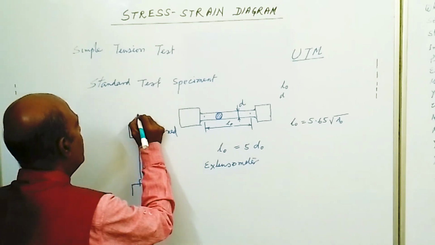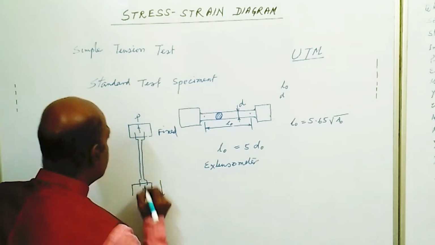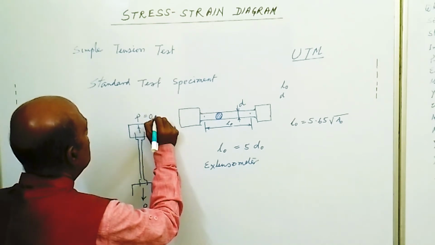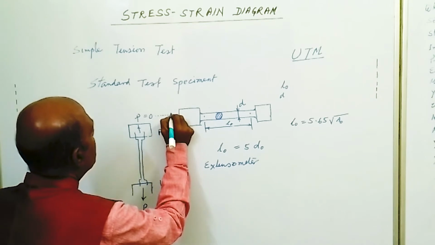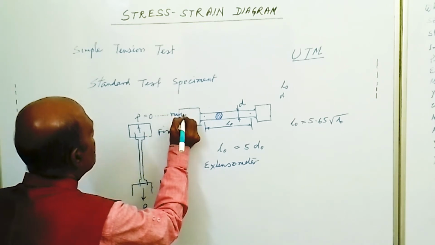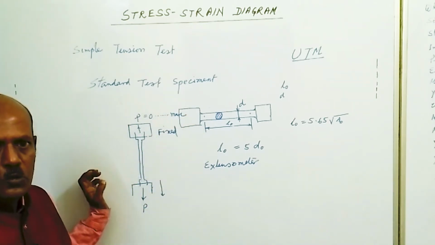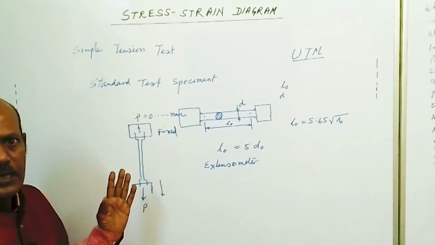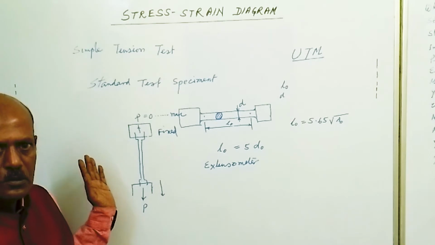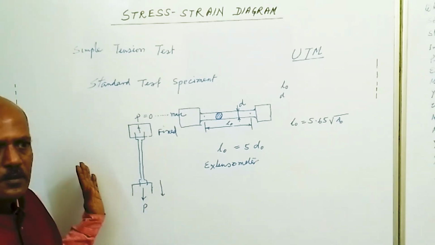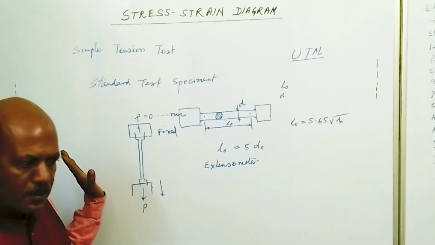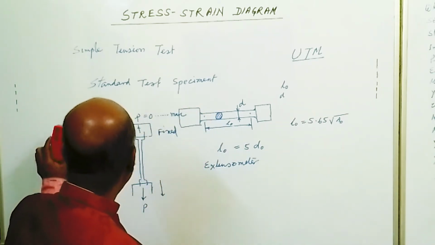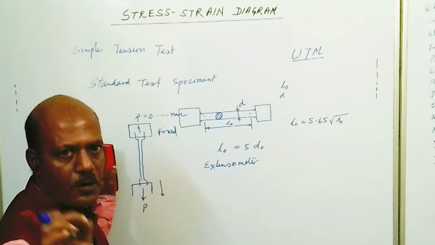Say P is the load applied. Initially the P value was nearly 0 and slowly it will increase to a maximum value. This P will carry on increasing until the specimen fails. Once the specimen fails, the test will be over. Now we will note some points.